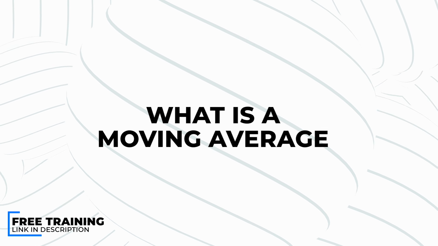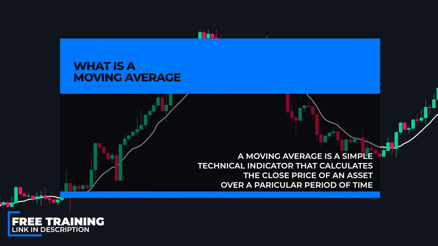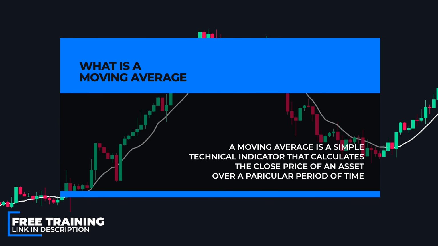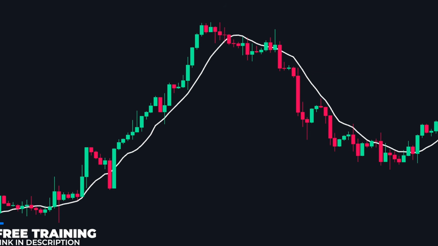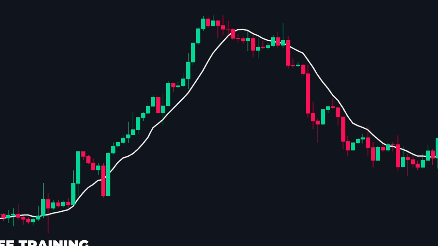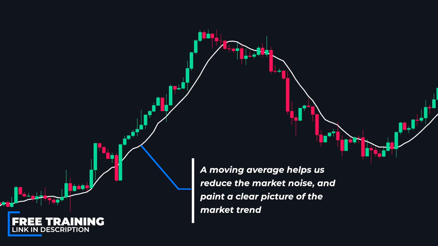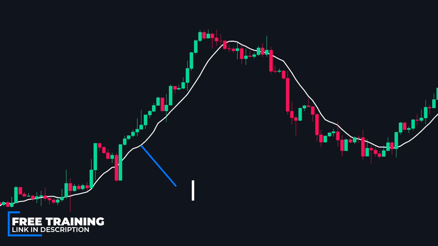What is a moving average? A moving average is a simple technical indicator that calculates the average closing price of an asset over a particular period of time. So, a 10-period moving average calculates the average close price of the last 10 candles. A moving average helps us reduce the noise of the markets and paint a clear picture of a trend.